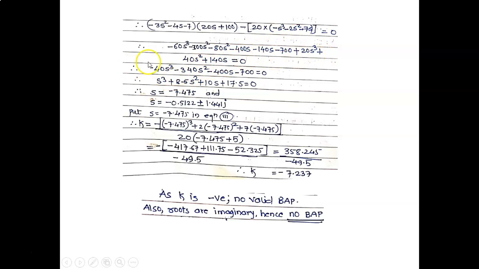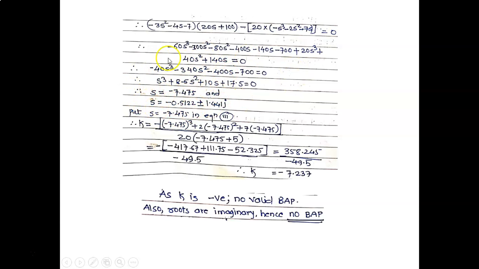Therefore making this addition and subtraction, we are getting minus 40s cube minus 340s square minus 400s minus 700 is equal to 0. Therefore s cube plus 8.5s square plus 10s plus 17.5 is equal to 0. Therefore s is equal to minus 7.475 and s is equal to minus 0.5122 plus minus 1.441j. Put s is equal to minus 7.475. Now two values of s we have got.